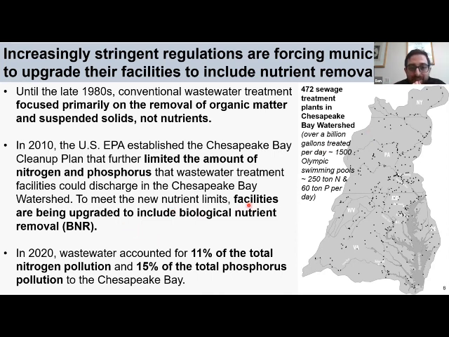So because of that, these facilities are being upgraded to include what is known as biological nutrient removal. I'll talk more about it, but it requires upgrades to these facilities. So just to bring it into perspective, in 2020, wastewater accounted for 11% of the total nitrogen pollution and 15% of the total phosphorus pollution to the Chesapeake Bay. So it's not the largest polluter. Agriculture actually is the largest polluter, but I think wastewater is tied for second. So it's still a substantial amount of nitrogen and phosphorus that we're polluting to the Chesapeake Bay from the effluent of these wastewater treatment systems.